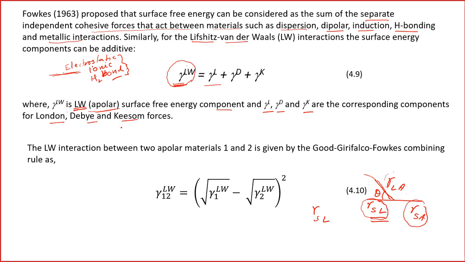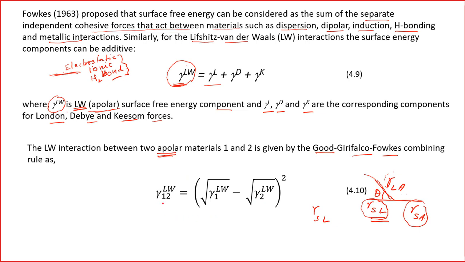As we have seen, van der Waals forces have different components. So these are the forces. So gamma LW is 1. The LW interaction between two apolar materials, again we are talking about apolar, not polar materials, 1 and 2, is given by the Good, Girifalco and Fox combining rule. So this rule has been given by them, so we will take that rule as it is.